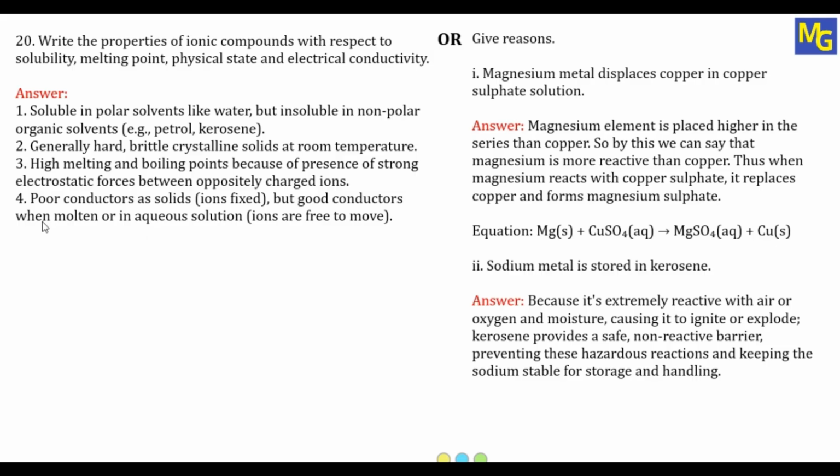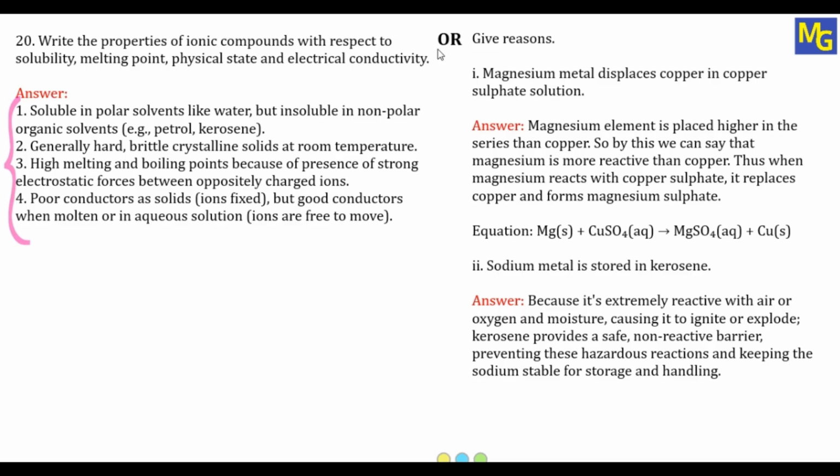Therefore, here we have to write: poor conductors as solid and good conductors when they are in the molten state or in the aqueous solution. Remember this. And sometimes if they ask why they are poor conductors in solid, you have to remember the ions are fixed in solid state. But in molten state, because all the ions are free, they can conduct electricity. So these are the properties of ionic compounds. So this is the answer. These are the 4 points which you are going to write for this question.